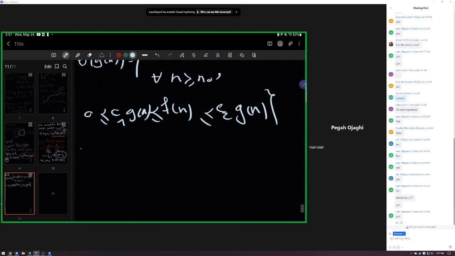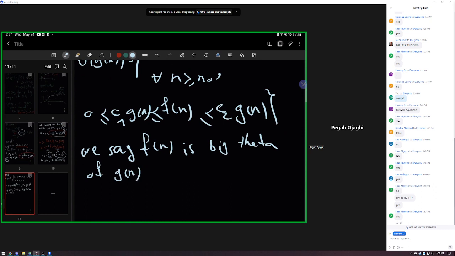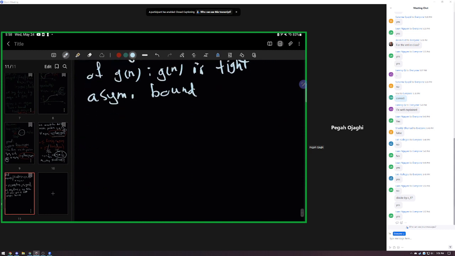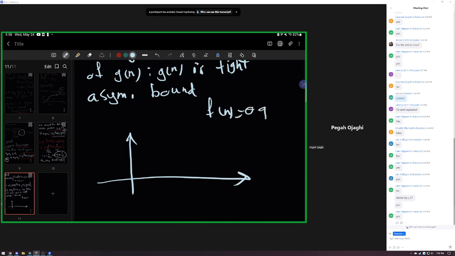So what we say, if you want to define this one, we say that f of n is big theta of G of n. And the other example is that G of n is a tight asymptotic bound, because it's going to be like a sandwich between both of them. So let's try it again. We say f of n is equal to theta of G of n.